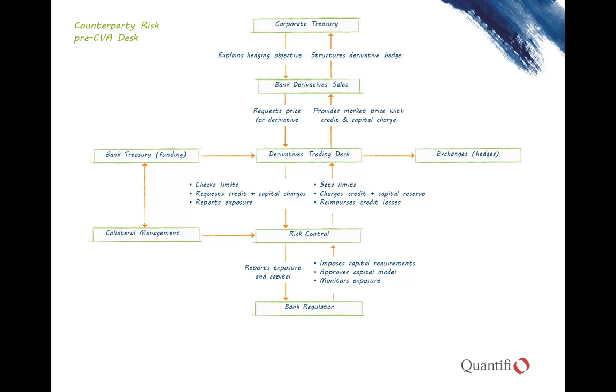If the transaction is uncollateralized, the bank's treasury provides funding for what is effectively a loan to the customer in the form of a derivative line of credit. Some portion of the exposure may also be collateralized, in which case additional operational workflows around collateral management enter the picture.